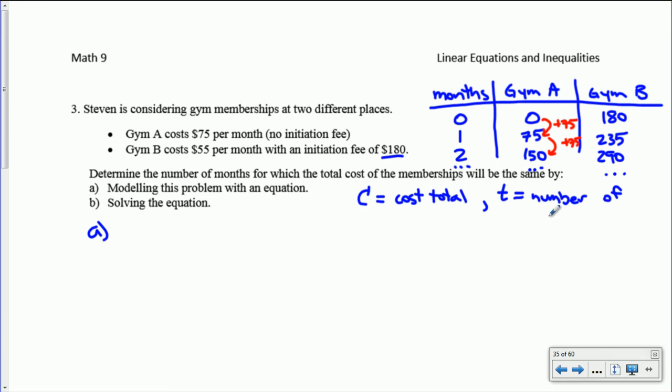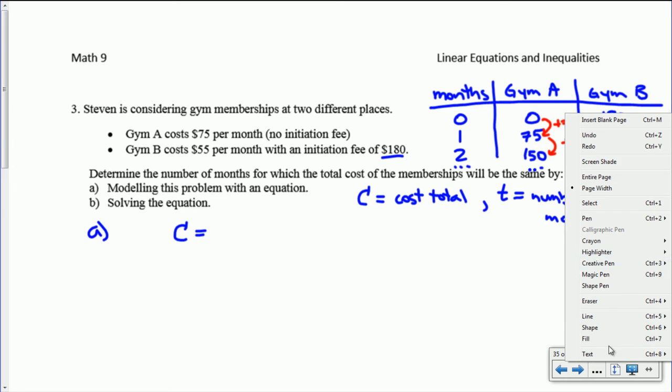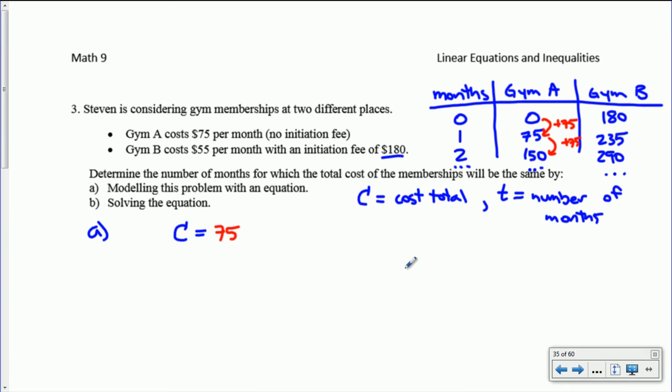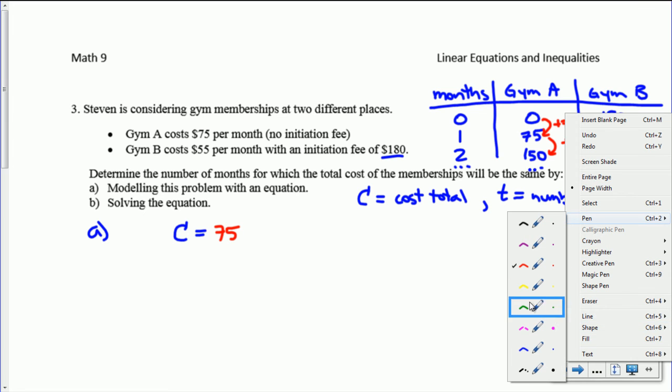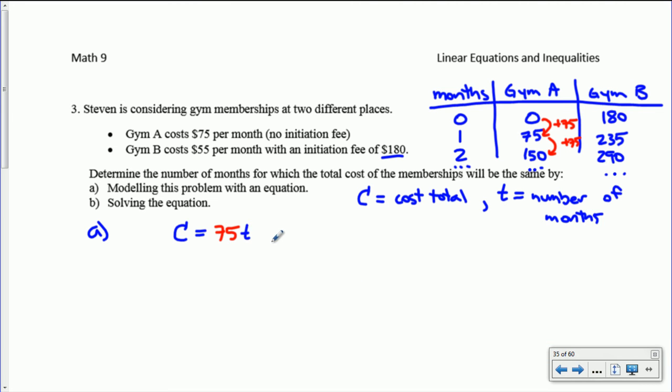Number of months. So my equation for A should work out so that the cost for 0 months is $0. So this 75 would be our multiplier, for lack of a better word, 75, and then T. And if there was a flat fee, that would be plus something, but there is no additional fee at the start, so it's just 75T.